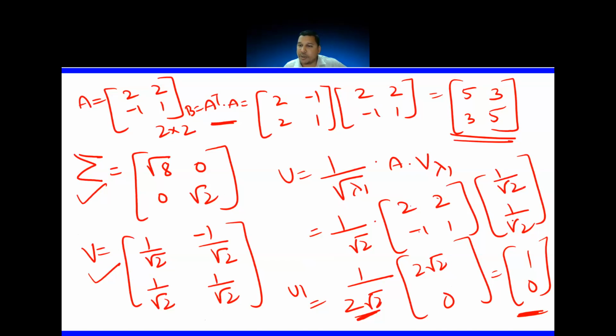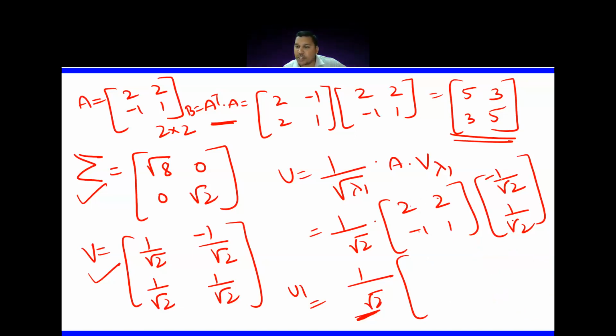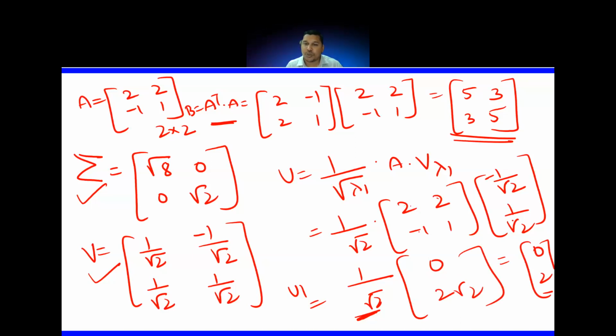For u2, here it will be this and here it will be minus. So if you try to solve, let us see what we get. 2 into minus 1 plus this, so this becomes 0, and minus 1 into minus 1 plus 1, so this becomes 2 root 2. So this becomes 0 and 2. Correct. So we got the u1 and u2 terms. So you got sigma, you got V, you got the U matrix.